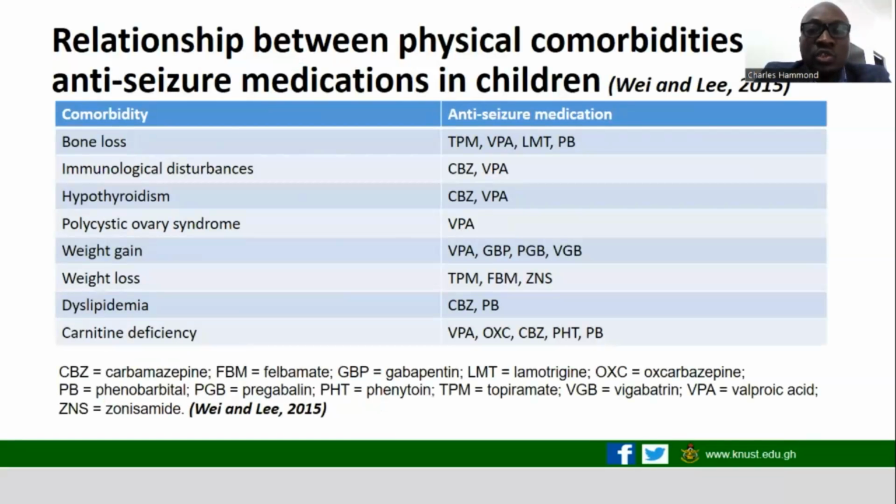This table is just showing us the relationship between physical comorbidities and anti-seizure medications in children. And some of these medications like topiramate, valproate, phenobarbital, lamotrigine may lead to decreased bone resorption and cause bone loss. You may also have immunological disturbances with medications like carbamazepine and valproate. And weight problems is common with valproate. Polycystic ovarian syndrome has been mentioned with valproate, and dyslipidemia is also mentioned, not so common, but though mentioned with carbamazepine and phenobarbital.